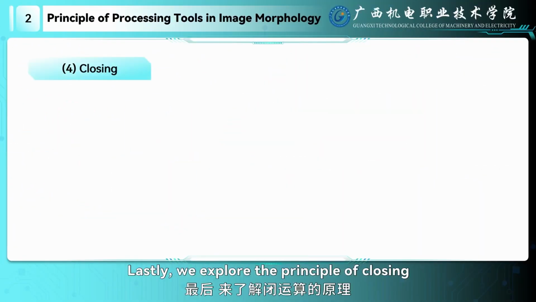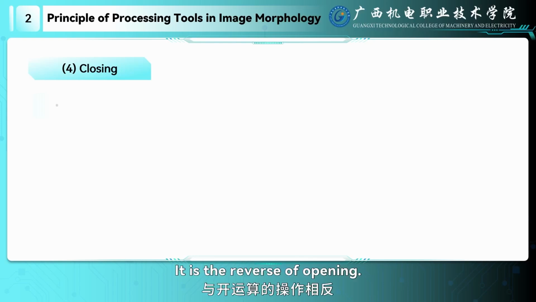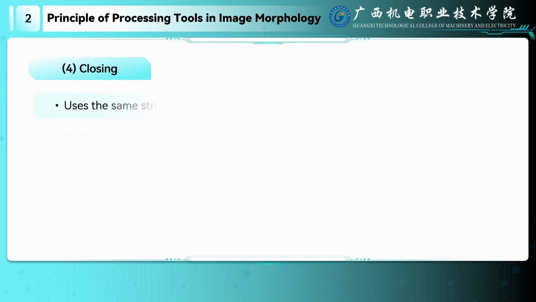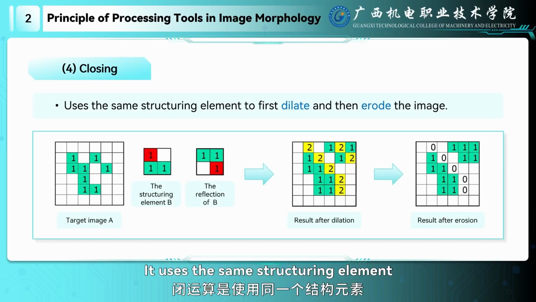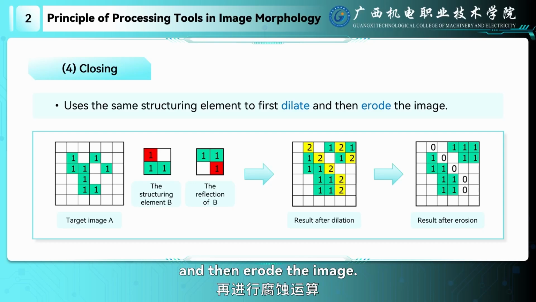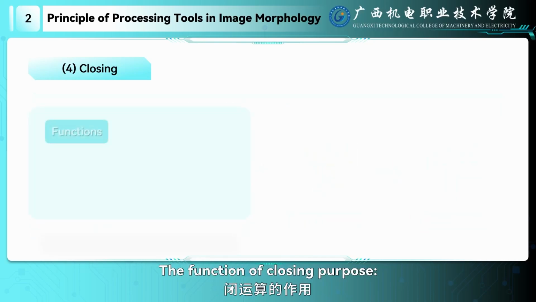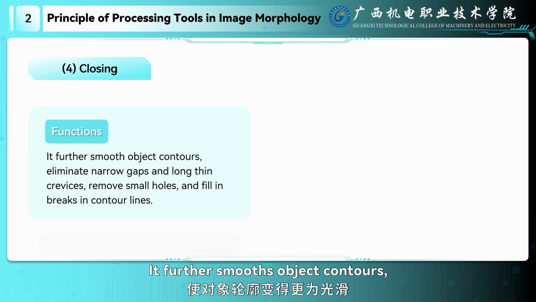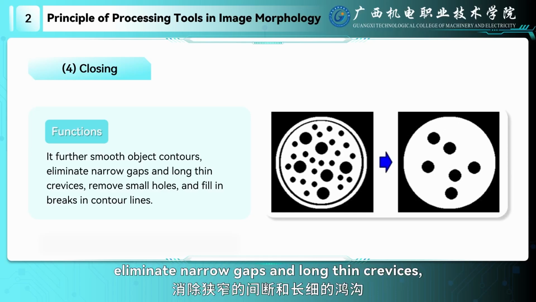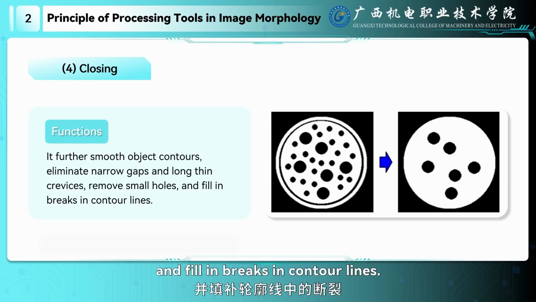Lastly, we explore the principle of closing. It is the reverse of opening. It uses the same structuring element to first dilate and then erode the image. Purpose: it further smooths object contours, eliminates narrow gaps and long thin crevices, removes small holes, and fills in breaks in contour lines.